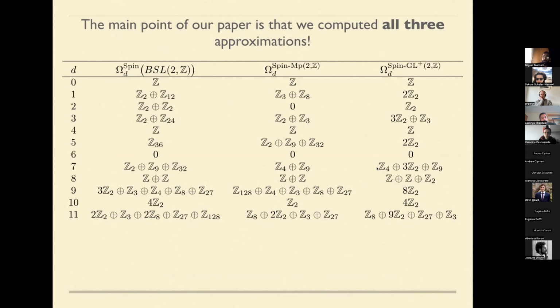Are there any questions so far? Could I ask, what is the physical reason that you want reflections to square to 1 and not -1 in the pin plus cover?